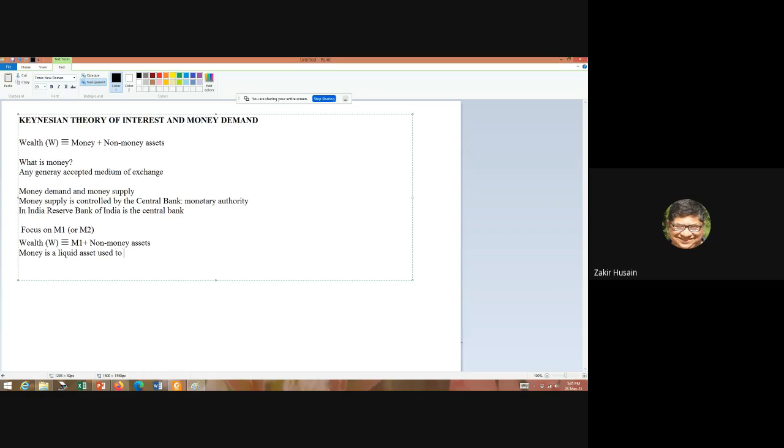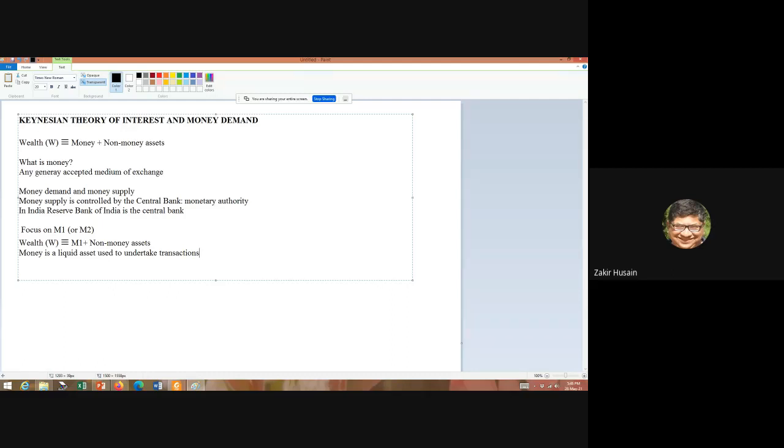used to undertake transactions. So whether you have money with yourself or you have money in your savings account, it is always available for you to undertake transactions.